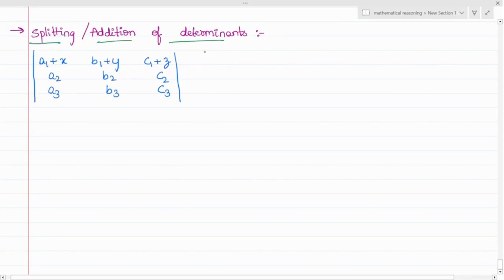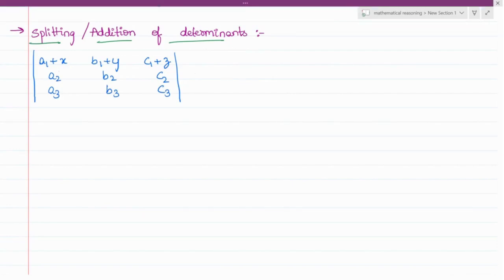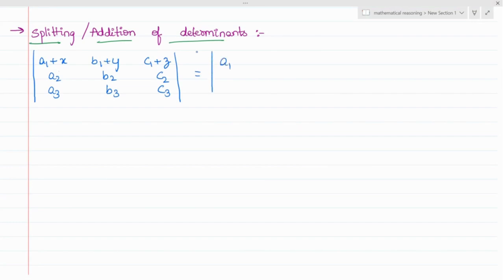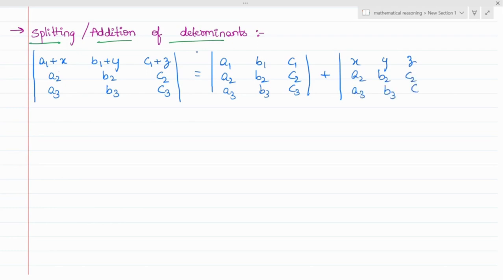Splitting or addition of determinants. First, suppose this is the determinant given to you. Then you can write this determinant as the determinant of A1, B1, C1, and the remaining two rows will remain as they are, plus the determinant of X, Y, Z, and the remaining two rows will remain as they are. What I'm doing here is just splitting the elements in the first row and writing the individual determinants, keeping the same second and third row as they are.